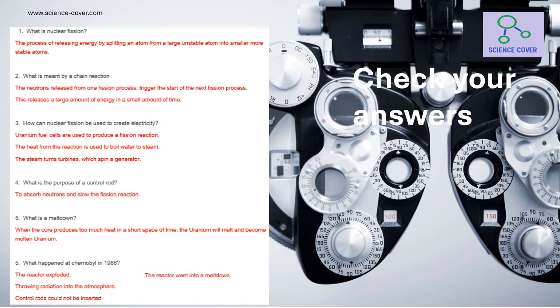Number 2. What is meant by a chain reaction? This is when the neutrons released from the fission process trigger the start of the next fission process. This releases a large amount of energy in a short space of time.